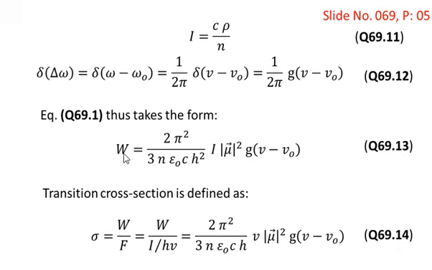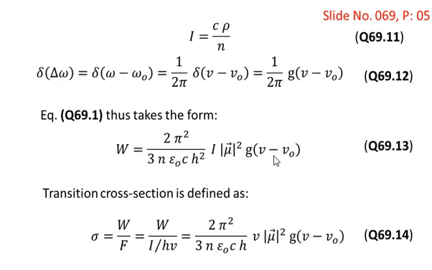that is the transition rate, that is the stimulated transition rate. You can call it the stimulated absorption rate, or you can say it is the stimulated emission rate, because for both of these it will be the same expression. So we have W is equal to 2 pi squared over 3 epsilon naught c h squared, multiplied by the intensity of the beam I, multiplied by the absolute square of mu, which is the electric dipole moment, and multiplied by the function g of nu minus nu naught, which is the line broadening mechanism due to homogeneous broadening.